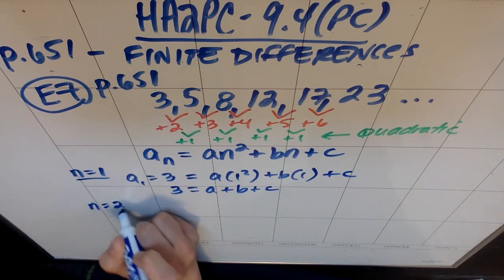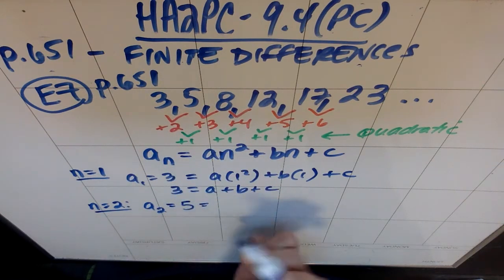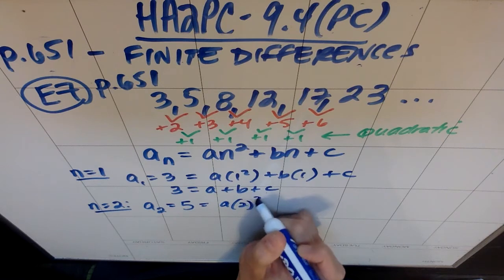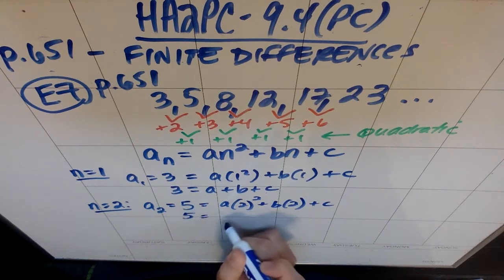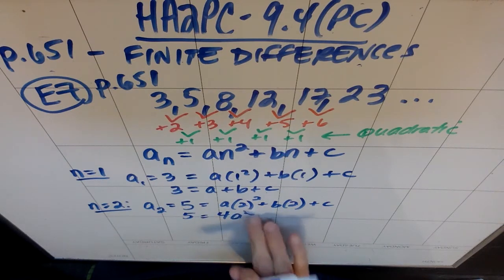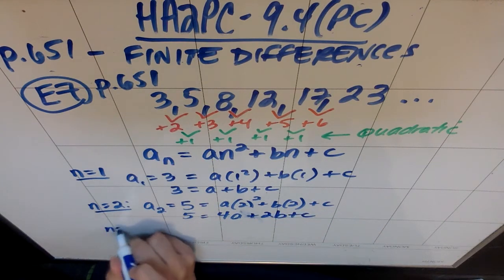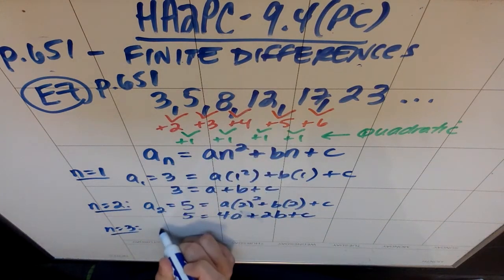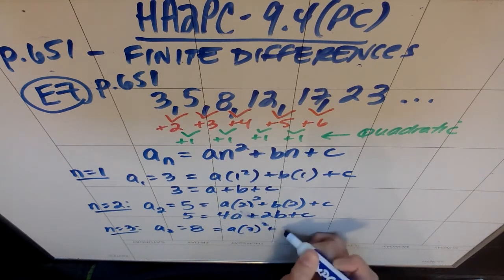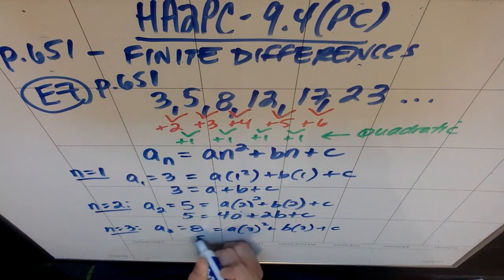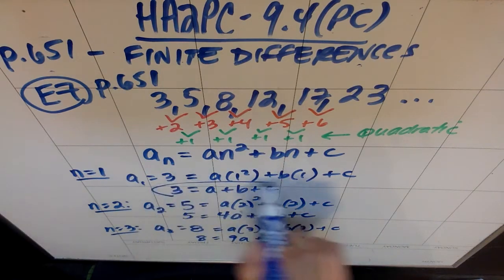If you try n is 2, that's the a sub 2 term, which you can see is 5. Well, that's going to be what happens if you do a times 2 squared plus b times 2 plus c, which is going to be 5 equals 4a, my bad, not squared, 4a plus 2b plus c, right? And if you did n is 3, the third term is an 8, so a sub 3 was an 8, which would be a times 3 squared plus b times 3 plus c, so you're going to get 8 equals 9a plus 3b plus c. So what's going to end up happening is you have 3 equations.